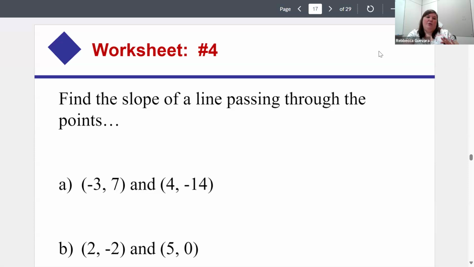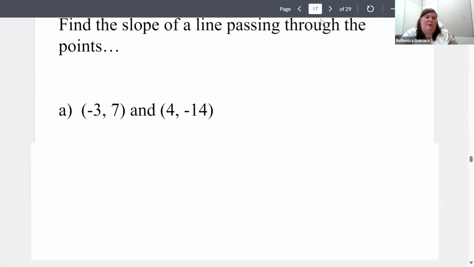Okay, so your number 4 problem here is you are going to find the slope of a line passing through these points here. So take a minute. If you need to, go back and rewatch what we just did. But take a minute here to go through this and see that you can do A and B. And then once you have tried that, come back and we will complete it with this video.